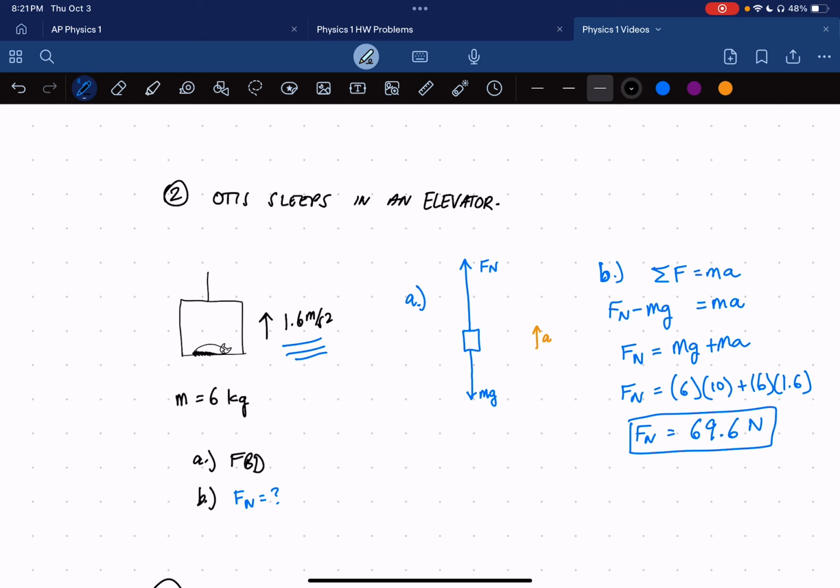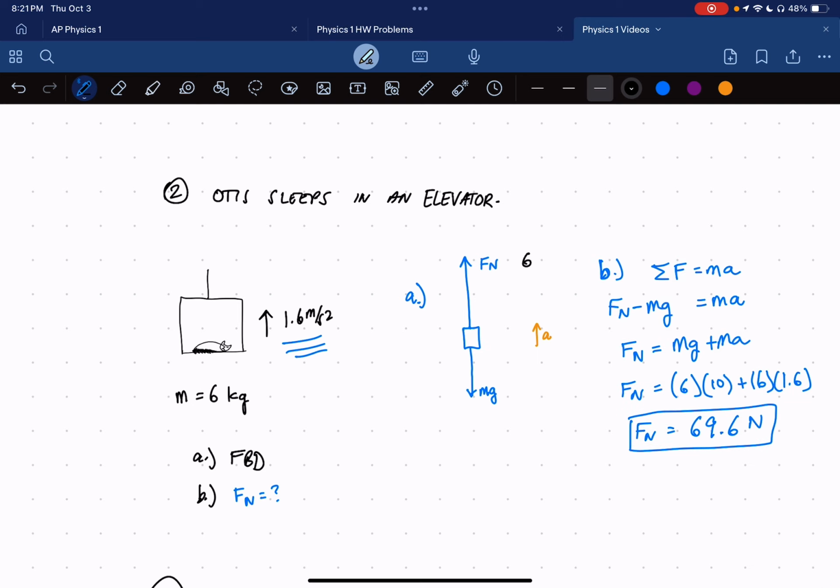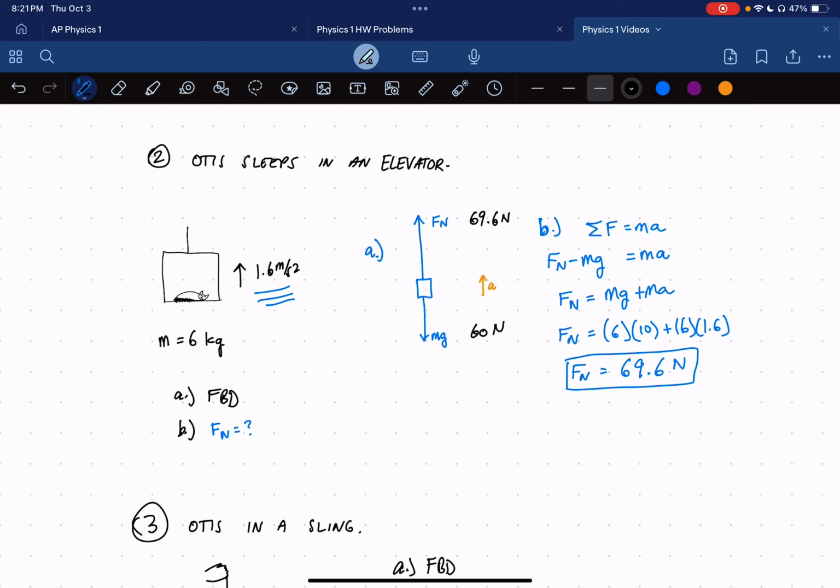It's always a good idea to go back in here, and this kind of ruins the free body diagram, but this is just for our own. We're just checking. 69.6 newtons versus 60 makes a lot of sense that Otis is accelerating upward. Cool, let's keep going.